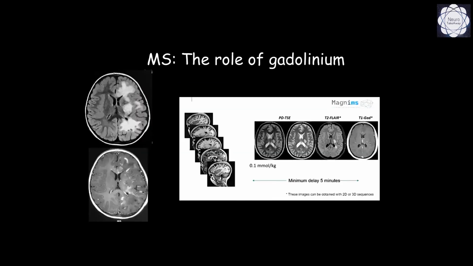What's the role of gadolinium? Well, gadolinium is very important, as we have seen, and it's important to use it properly. We have to apply a dose of 0.1 millimoles per kilogram. This dose may be applied at the beginning of the study, and we have to wait at least 5 minutes before doing the T1 with GAD. During that time, we can use it to perform the T2, the FLAIR, etc.